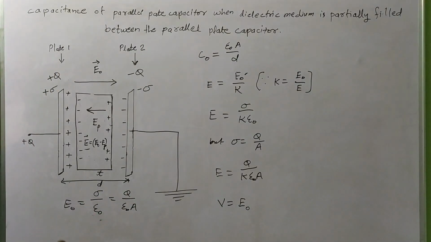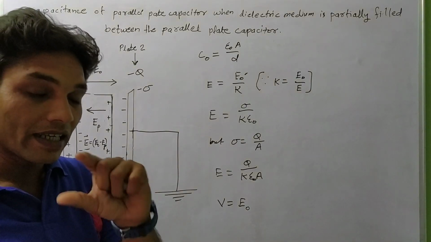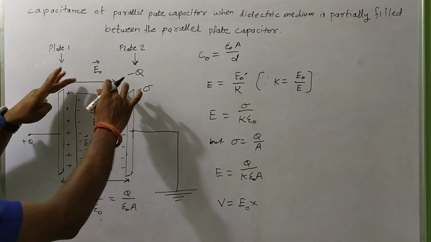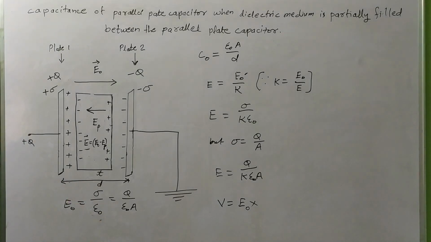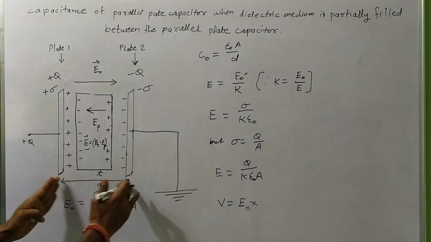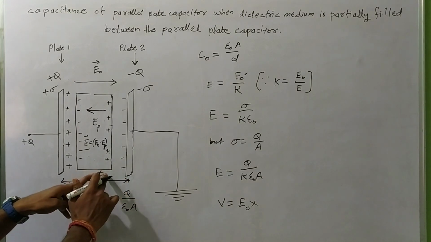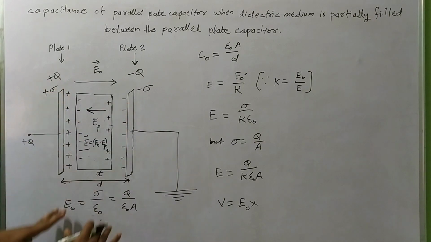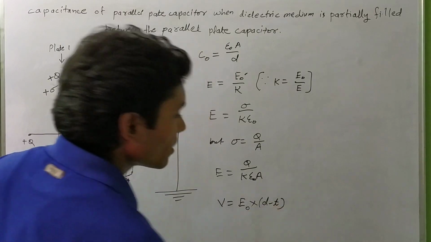into the distance. What will be the distance of the blank area? The total distance is d, and the thickness of the dielectric material is t. So the distance of the blank places will be d minus t.